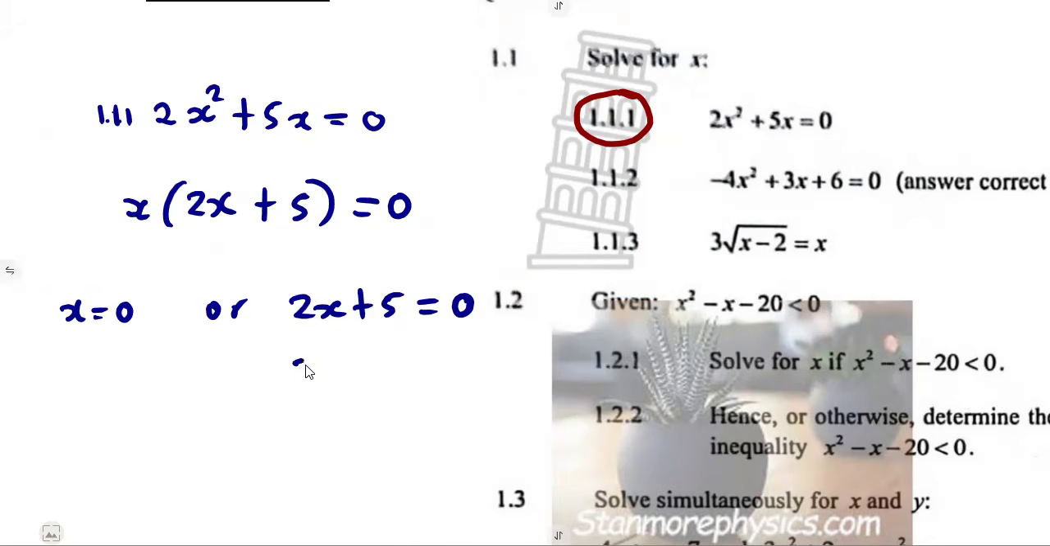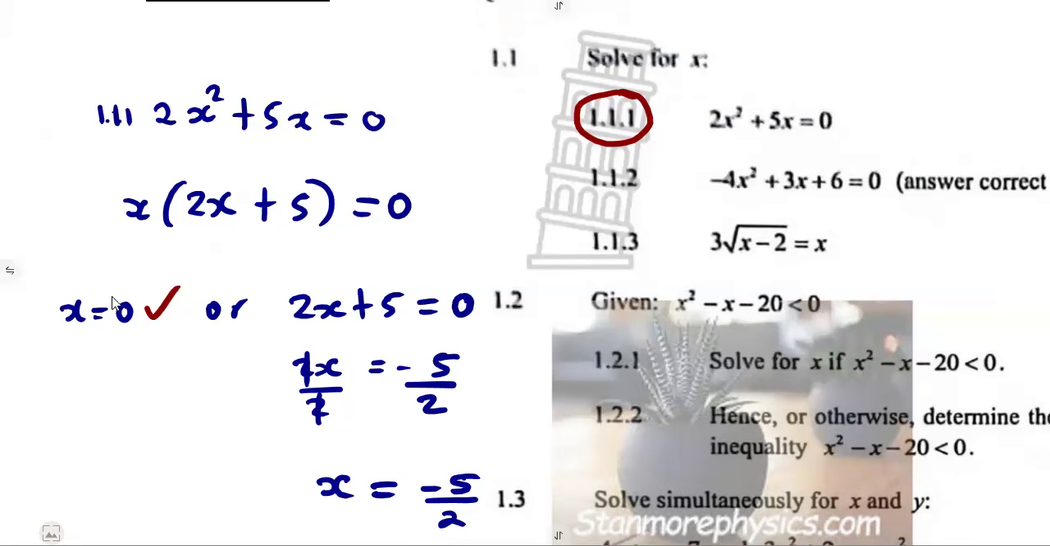So solving for x, we can take the positive 5 to the other side. That was going to give us a negative. Remember, this is a positive, so the moment it jumps the equal sign, it changes. Then divide by 2 to obtain the value of x. Our x was going to be minus 5 over 2. So this is what we're having: 2 possible values, x equal to 0, and x equal to minus 5 over 2.